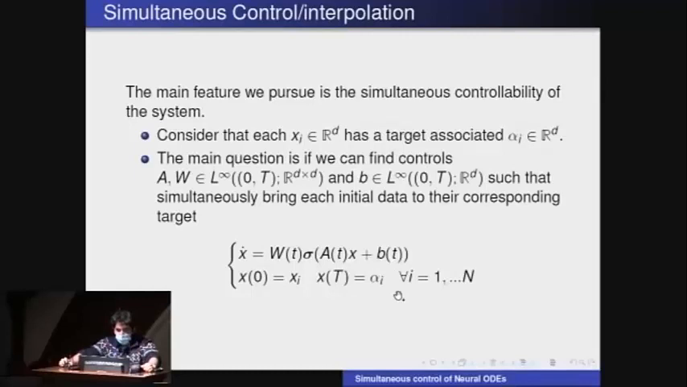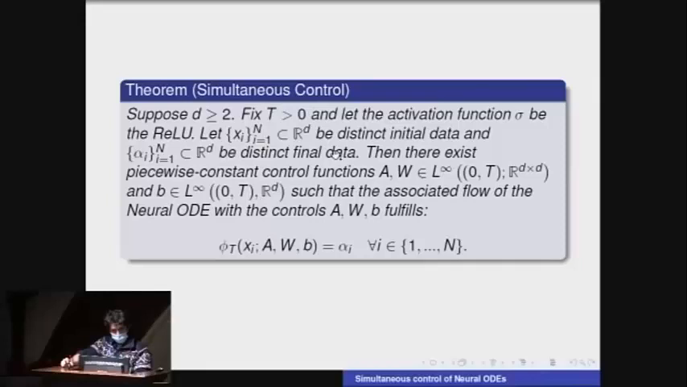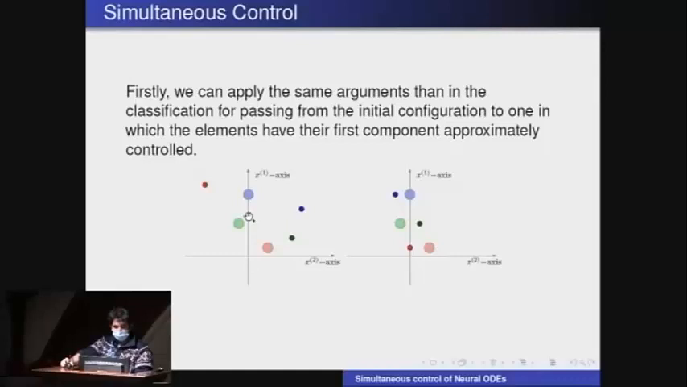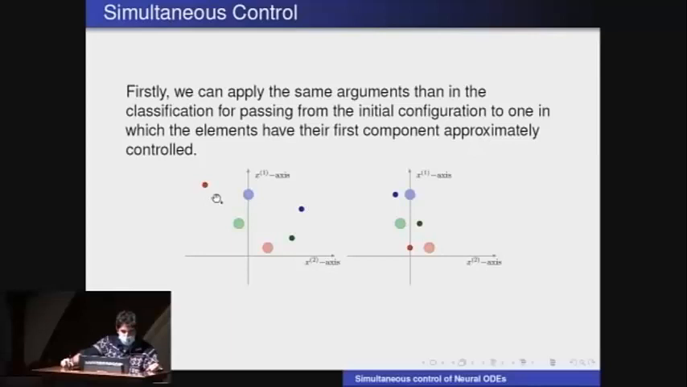So how can we do this? I will skim the idea. This can be done for any T and any collection of data, provided that of course the xi's are distinct. The idea is to apply the same arguments that we explained before to order first the first component of the points. Here the points are, let's say, dark blue and strong red, and these bigger balls with a clear color are their targets. So with a small adaptation of the arguments above, we can control the first component of these points.